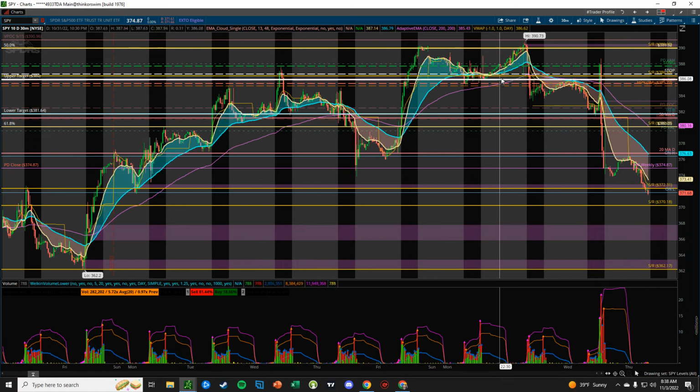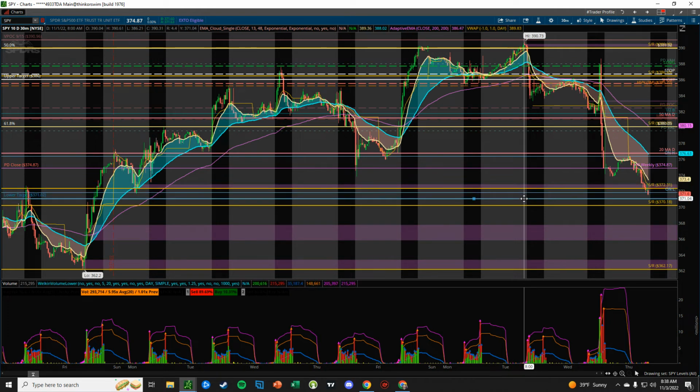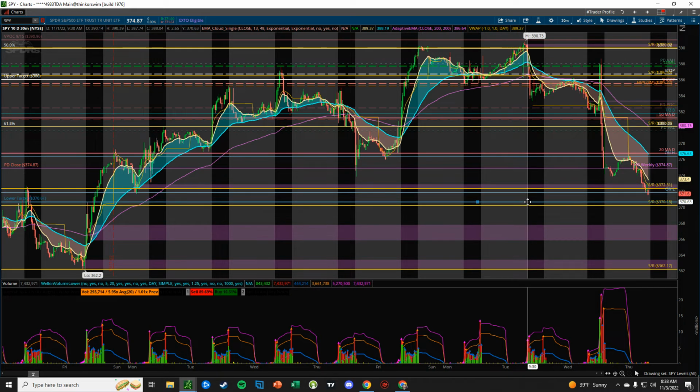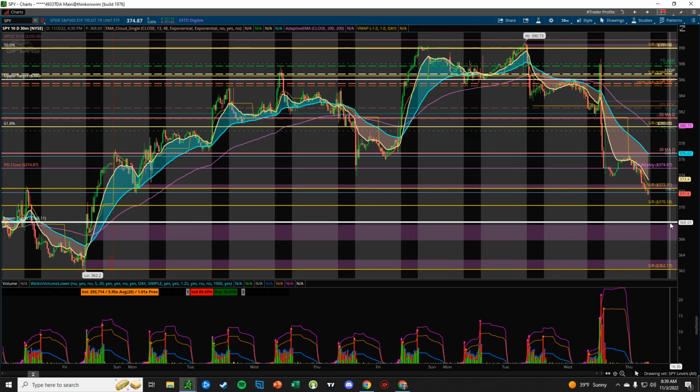Speaking of targets, we do have two other markers that we're going to be playing with. So should we lose the overnight low, should we lose the support resistance at 370.18, we are going to be targeting down here for our lower target for today.